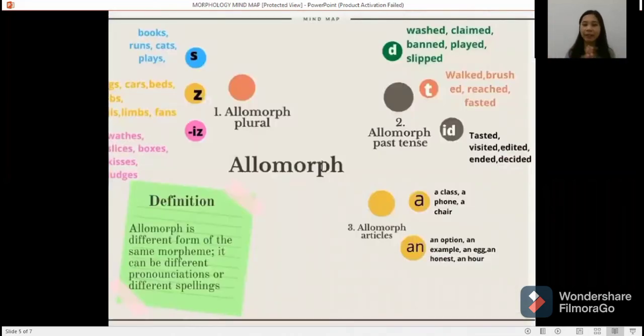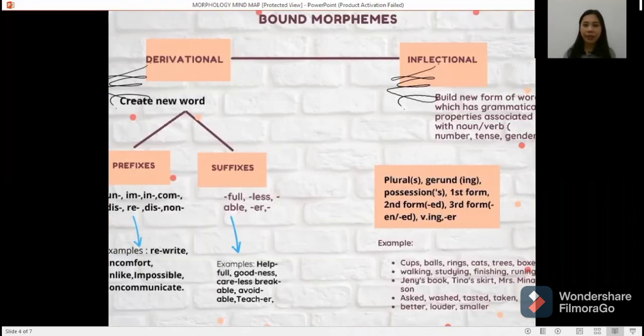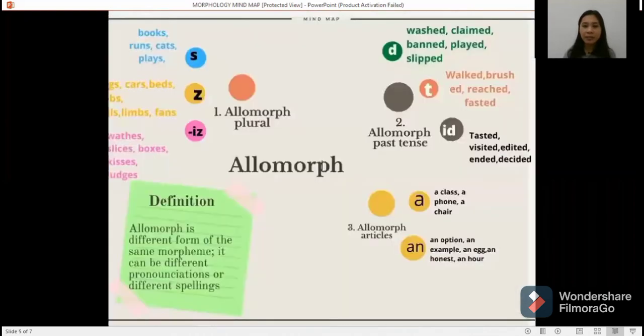Well, guys, we have learned about morphemes and their types. So we're going to study allomorphs. We have to know the definition firstly. What is the definition of allomorph? Allomorph is a different form of the same morpheme. It can be different pronunciations or different spellings. So let's see this explanation.